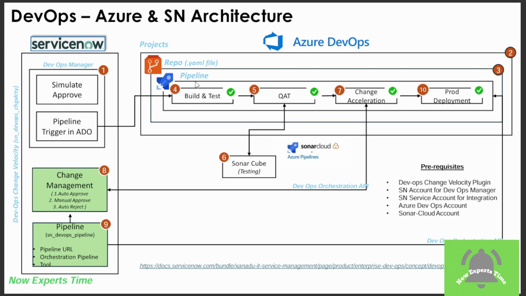Then from the third point to the fourth point it will come. That means it will go to the YAML file, read it, execute that function, then move to the next functionality, that is called QAT. On the QAT side, it will connect with your SonarCube testing and collect the result. Once SonarCube testing provides a result greater than 85%, then it moves to the change acceleration. So here is an important part. There is a major connection that is going to happen between ServiceNow and Azure DevOps, because this activity is going to create an automated change ticket in ServiceNow. So this change acceleration portion plays a vital role, and here you have a dependency with your ServiceNow.